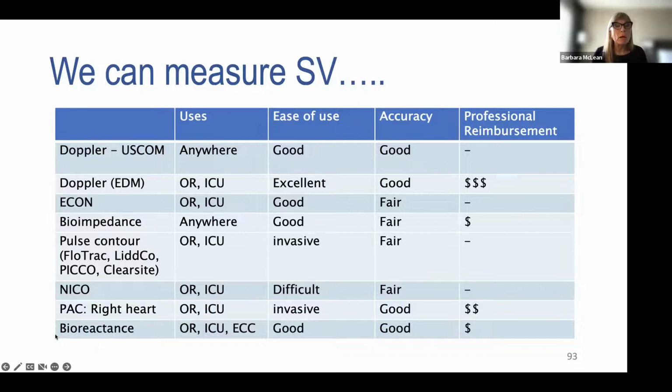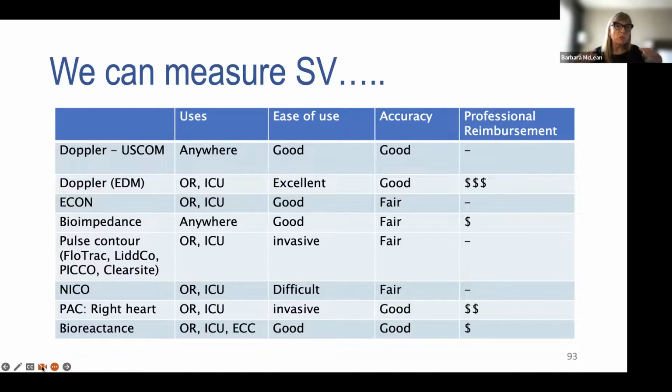At my hospital, I can apply bioreactance pads, that's the Starling, and I can evaluate your stroke volume. I don't need a doctor for that. But I do need a doctor who's going to observe the information, utilize the information, act like that information is of value to them, and act on the information that they're receiving. That, of course, is the issue. PA catheter, of course, requires a physician for placement. So we have to think about what we as nurses can do ourselves with the tools that we have, and what we need our physicians to do.